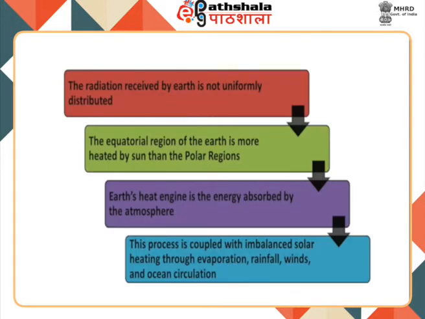The radiation received by Earth is not uniformly distributed because the equatorial region of the Earth is more heated by the sun than the polar regions. Earth's heat engine is the energy absorbed by the atmosphere. This process is coupled with imbalanced solar heating through evaporation, rainfall, winds, and ocean circulation.